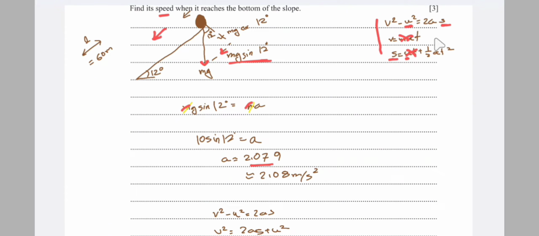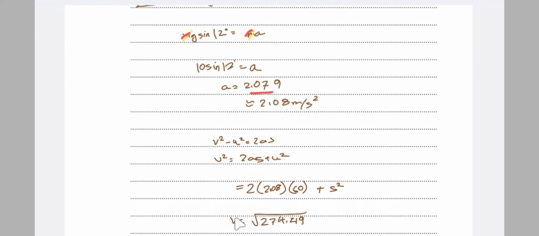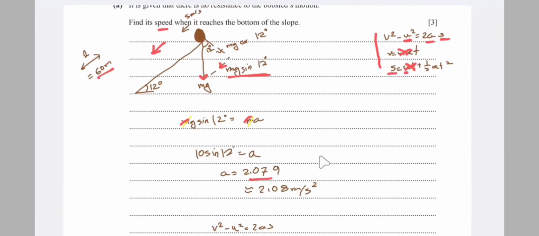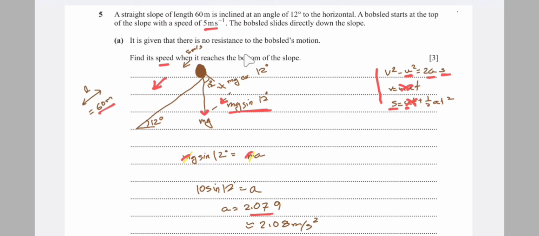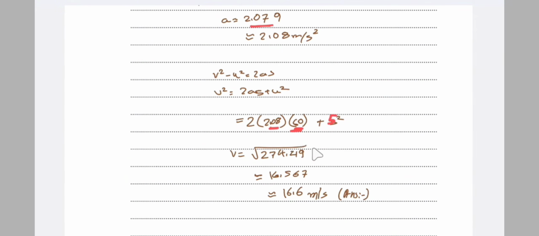Since we know the value of acceleration, we can substitute the value in this equation to find the value of v. So v square is equal to 2as plus u square. So 2a, and the distance is given as 60. So 2as plus u square, where we know the value of u as 5, so 5 square. So we get the value of v as 16.567, or approximately 16.6 to 3 SF.